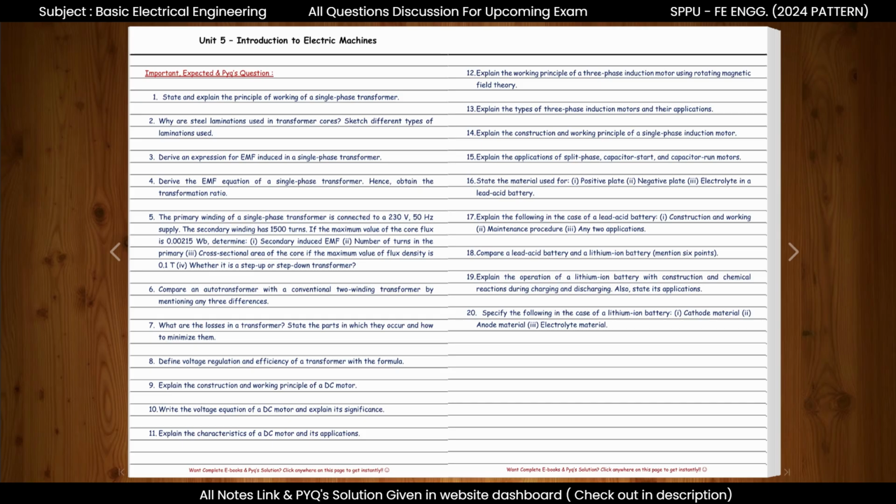Alright, let's move on to our next important topic. Specify the cathode material, anode material, and electrolyte material in a lithium-ion battery. The cathode is typically lithium cobalt oxide, the anode is graphite, and the electrolyte is a lithium salt in an organic solvent.